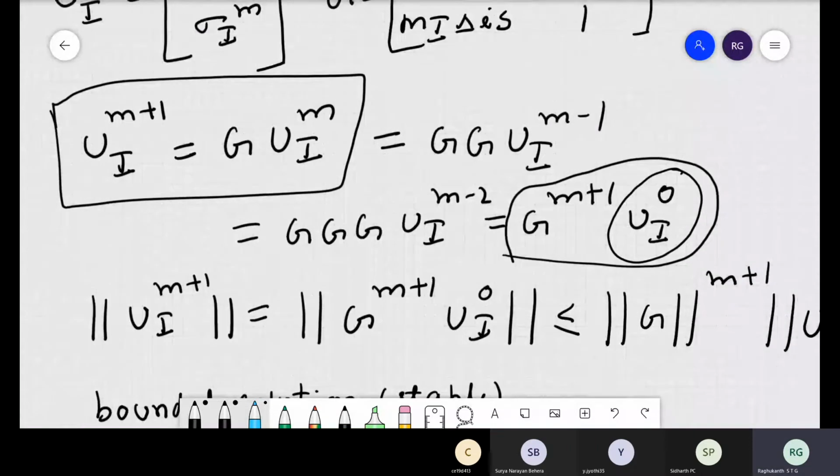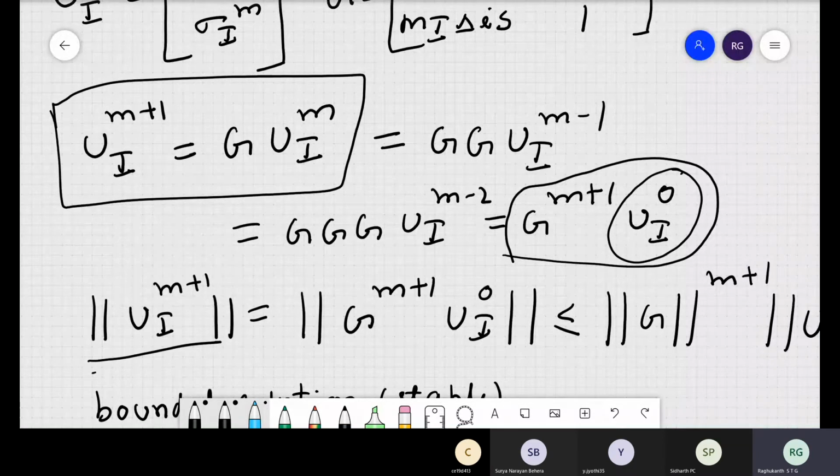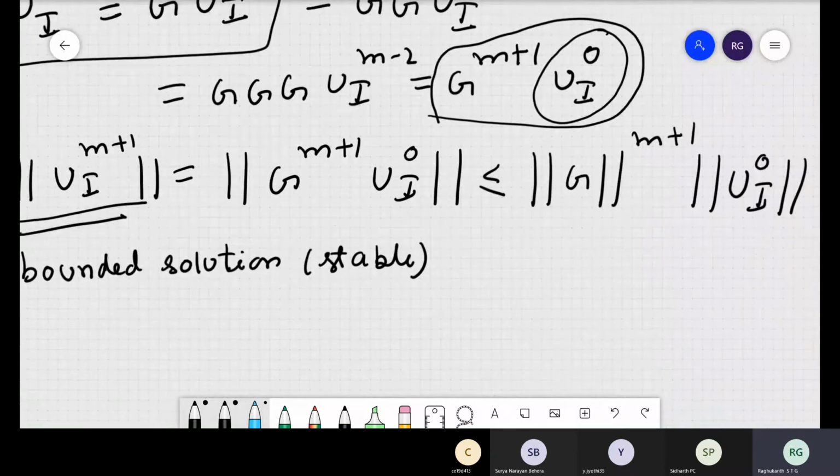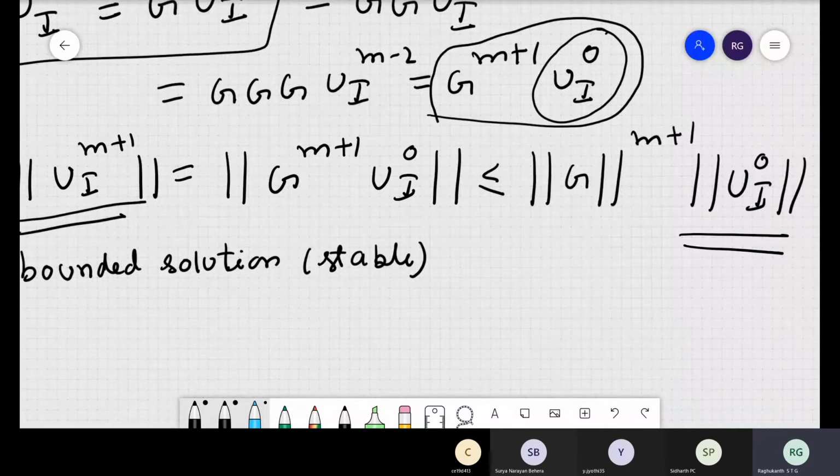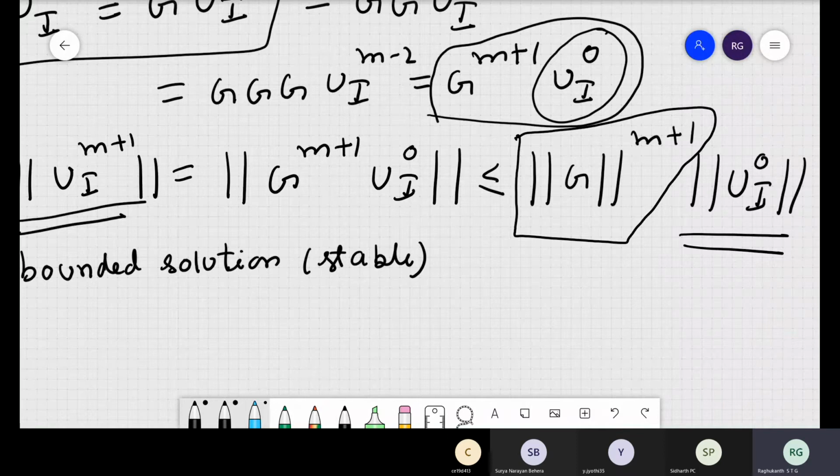See now, what is this equation? The solution at the m plus 1th time is related to your initial condition through multiplication by this matrix G, and G we have written here. So if we want a bounded solution, what should be the condition on G? G shouldn't be growing, sir. So what should be the criteria? It should not be growing means what? Less than 1.